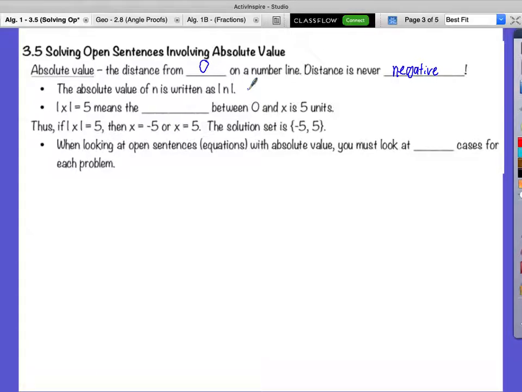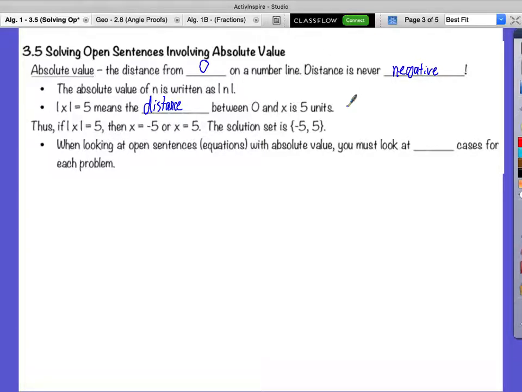So if we say the absolute value of x, any number x, is equal to 5, that means the distance between 0 and x is 5 units. So if the absolute value of x is 5, then x will either be negative 5 or 5. Because how far is negative 5 from 0? 5. How far is positive 5 from 0? 5. So either way, they're both 5 away.